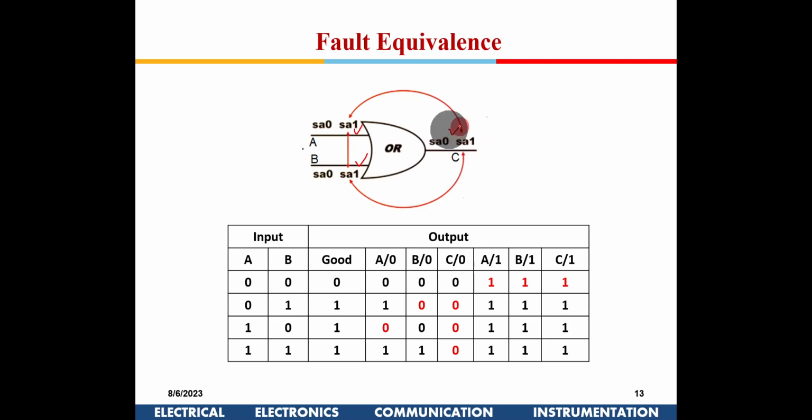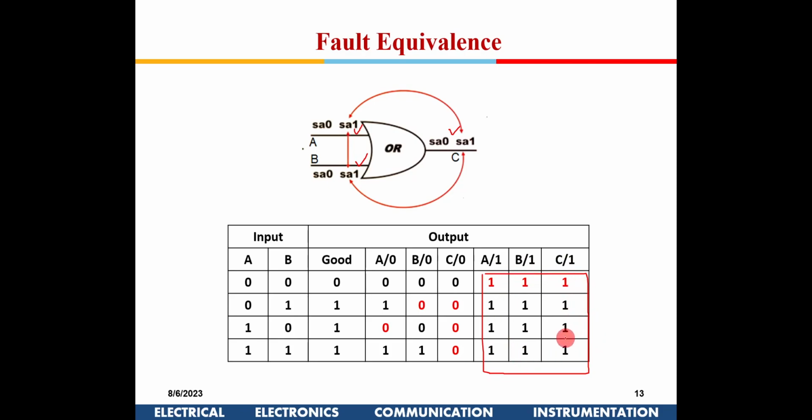And similarly, if there is a stuck-at-1 fault at the output, irrespective of the input combinations, it will be 1. So if there is A stuck at 1, B stuck at 1, or C stuck at 1, the outputs will all be 1 here.